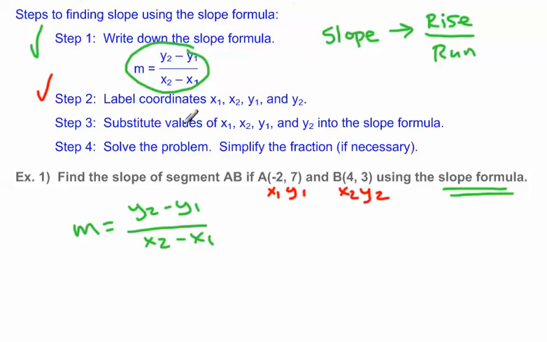Step 3 says substitute values of x1, x2, y1, and y2 into the slope formula. So let's start plugging these numbers in. x2 is 3.